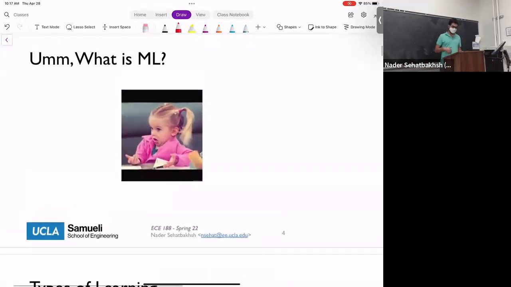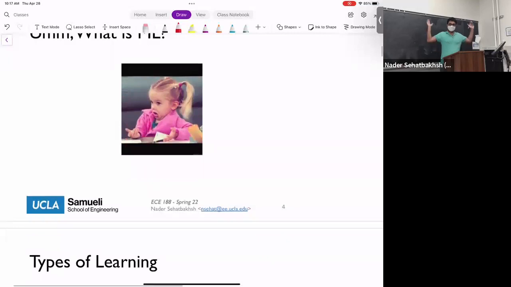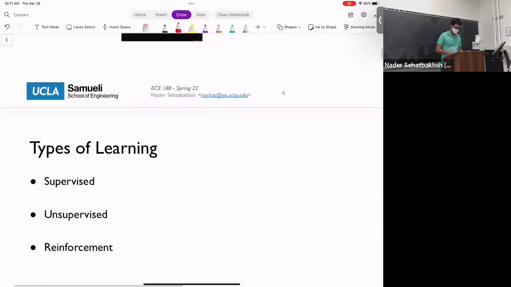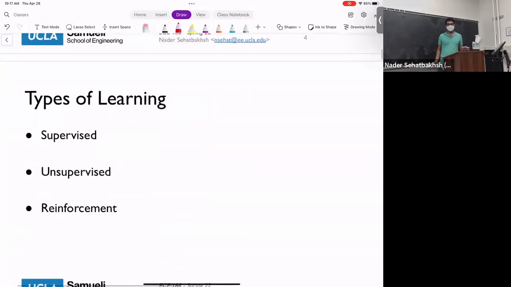For those of you who don't know, that would be just a 10,000-foot view of what is machine learning. So generally, there are three types of learning that AI, or artificial intelligence, machine learning can be used for. There is supervised learning, there is unsupervised learning, and there is reinforcement learning. What we are mainly focused on when we are talking about attacks is supervised learning.